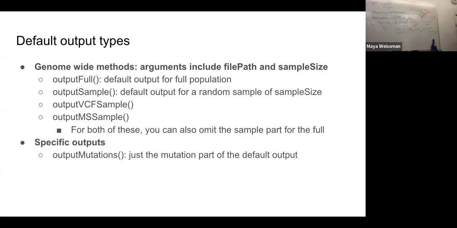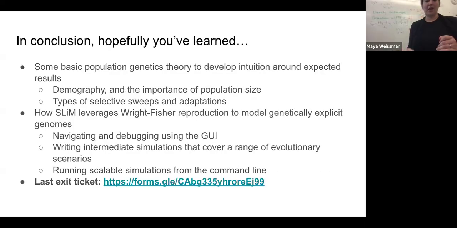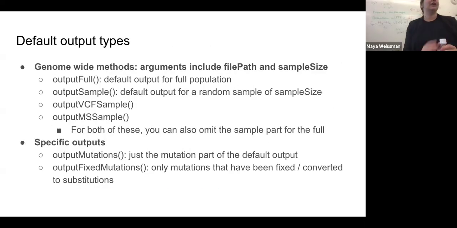You can also use specific outputs like output mutations, which just does the mutation part of the default output. Fixed mutations, which is only mutations that have been fixed or converted to substitutions. And substitutions.